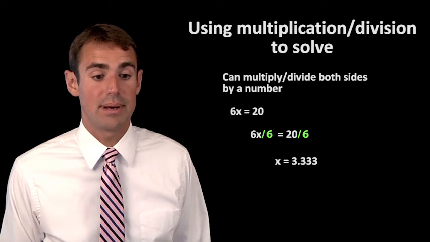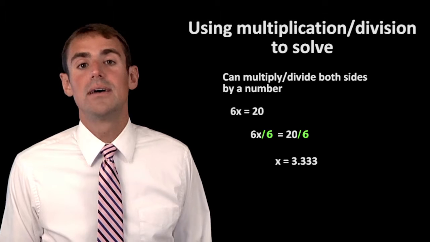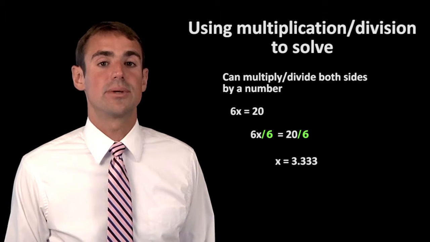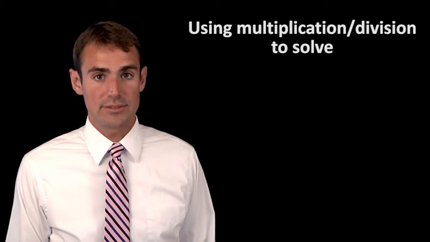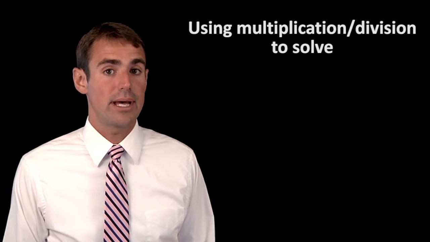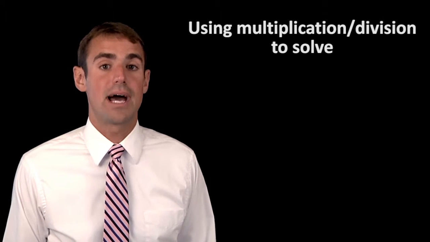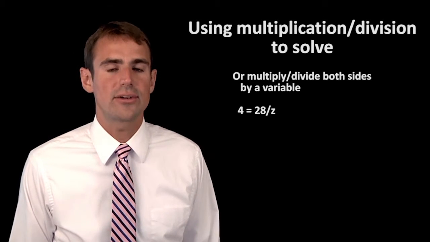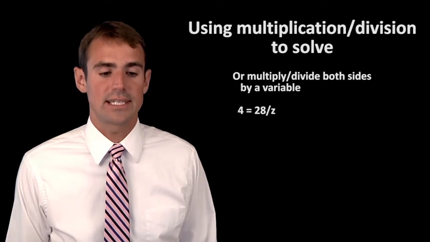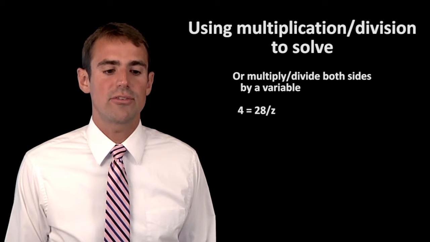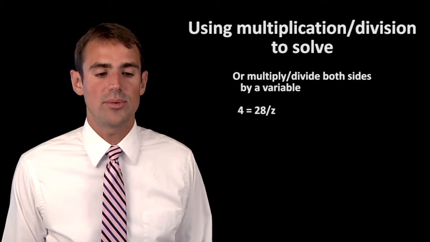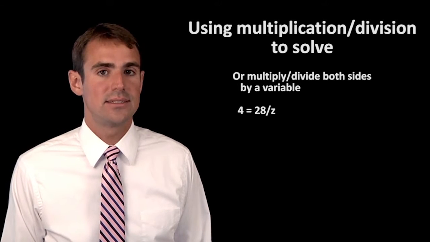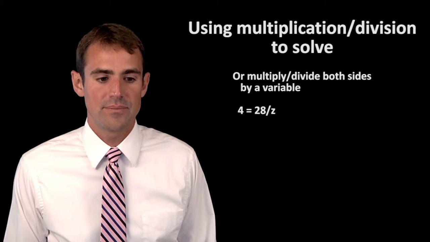initial equation by 6. Now it's not just numbers that we can multiply or divide both sides of an equation by. We can multiply or divide both sides of our equation by the missing variable as well. Let's take a look at another equation here and solve it together. I've written here for you the equation 4 equals 28 divided by z.